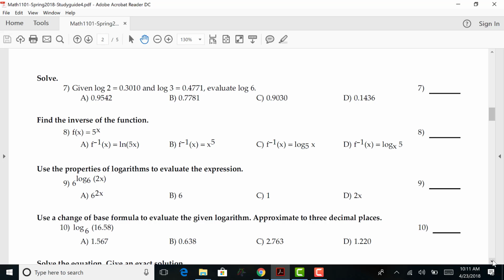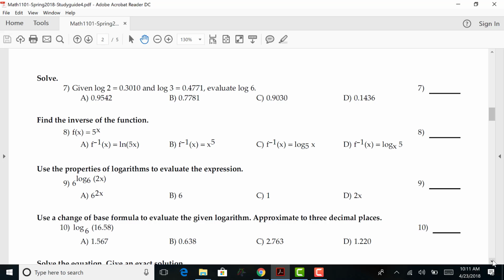We're good with number 7? Yes. All right, number 8, find the inverse of the function. Now this one's easy. You've got f of x is equal to 5 raised to the x power. Step 1, rewrite f of x as a y. Step 2, switch x and y around. Step 3, turn it into a log by filling in the boxes.